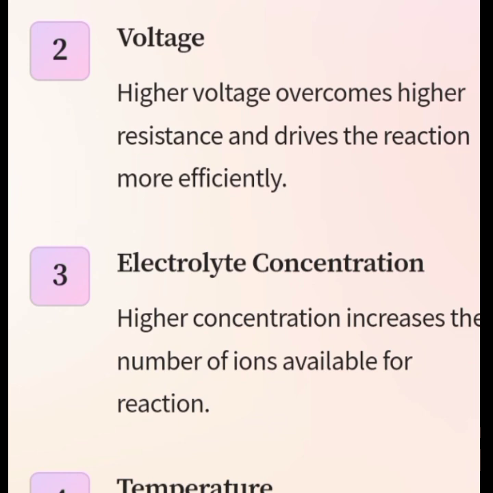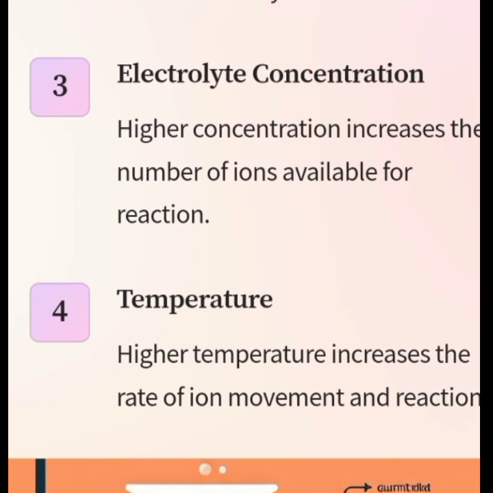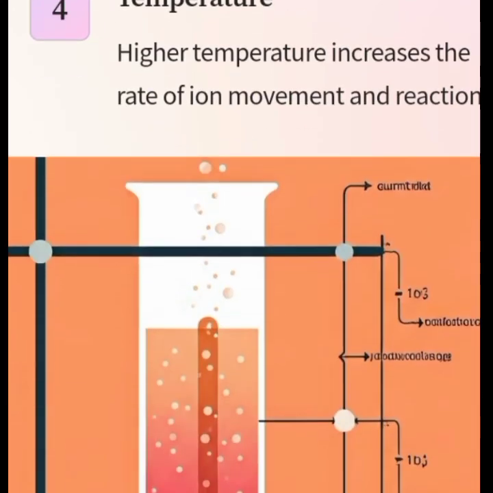We have electrolyte concentration. Higher concentration of electrolyte increases the number of ions available in the reaction, and this will also increase the mass of substances that are produced at each electrode. We have temperature. Higher temperature increases the rate of ion movement and reaction. That means the temperature of the system has to be high enough for the process to occur.